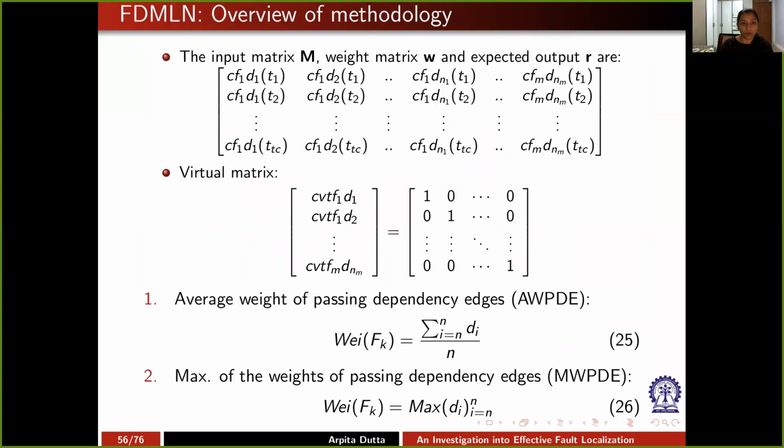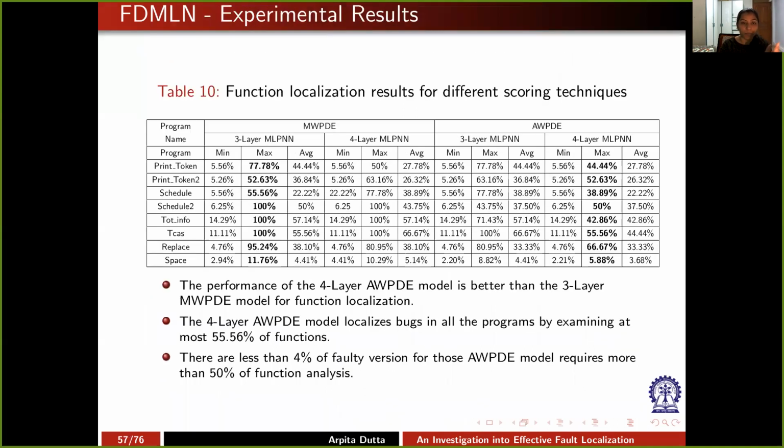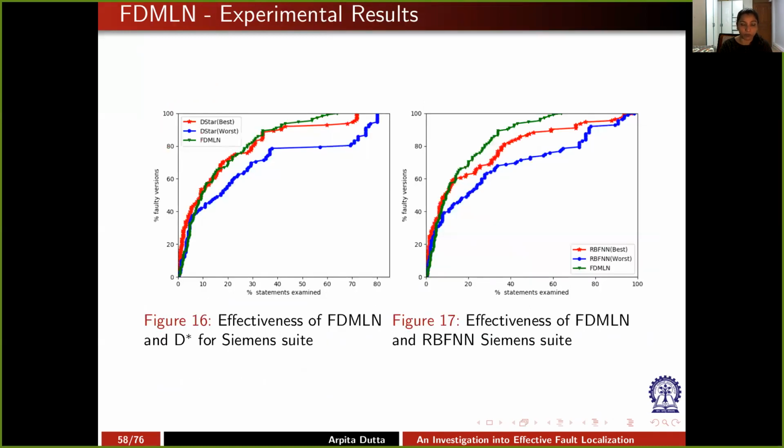Now instead of taking any existing method, we have used the coverage information of those edges, and we train the network. After training the network and getting the value of all the edges, we calculated the value of that function using these two methods: the average weight of the passing dependency edges, or the max of the weight of the dependency edges passing through that particular function. Then we calculated the results, and we observe that here also we are performing better. And this is the result for the overall comparison of FDMLN with D star.